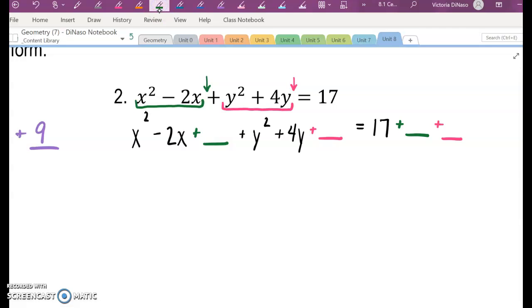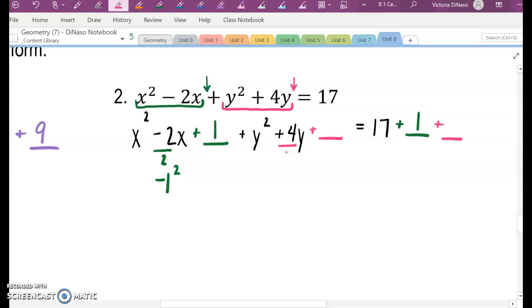So we're going to go to the middle number for x, which is a negative 2. I'm going to divide that by 2, which is negative 1. And then I'm going to square negative 1, which is positive 1. That's going to go in both blanks. And then you're going to do it again.